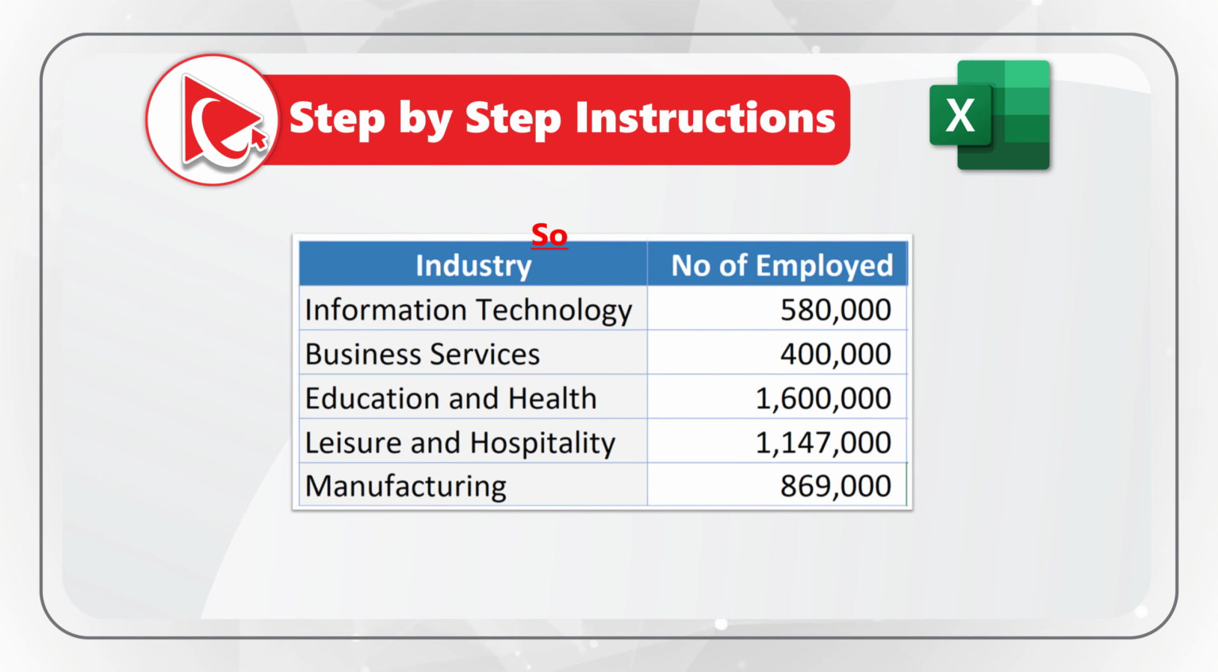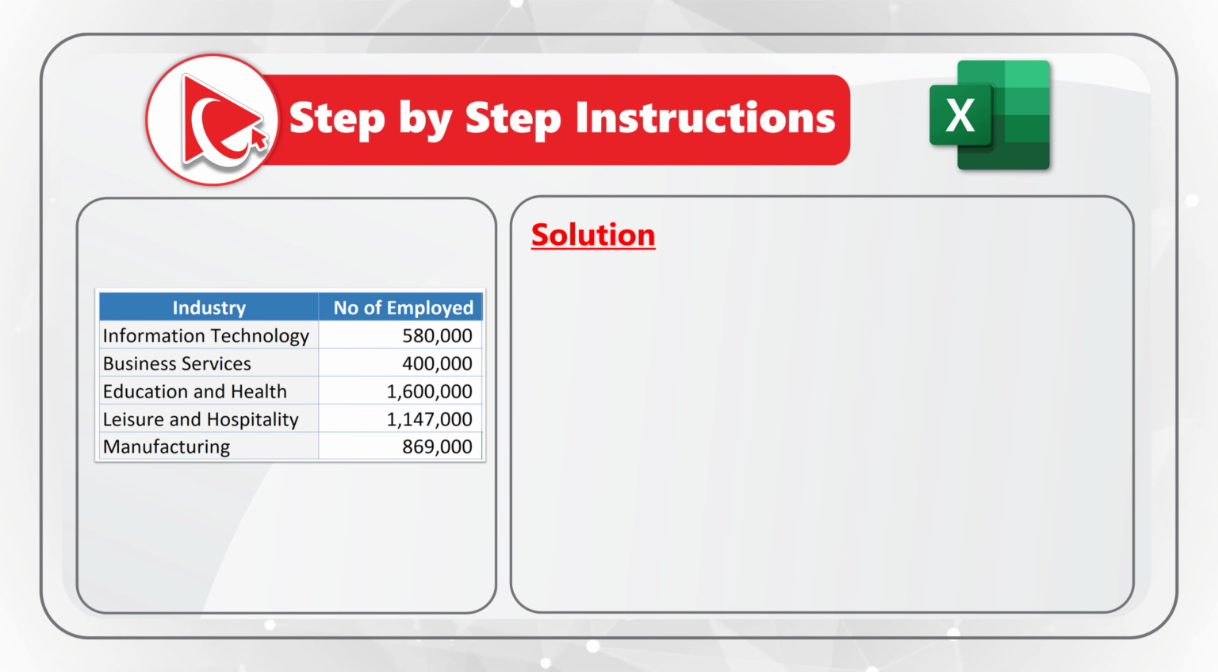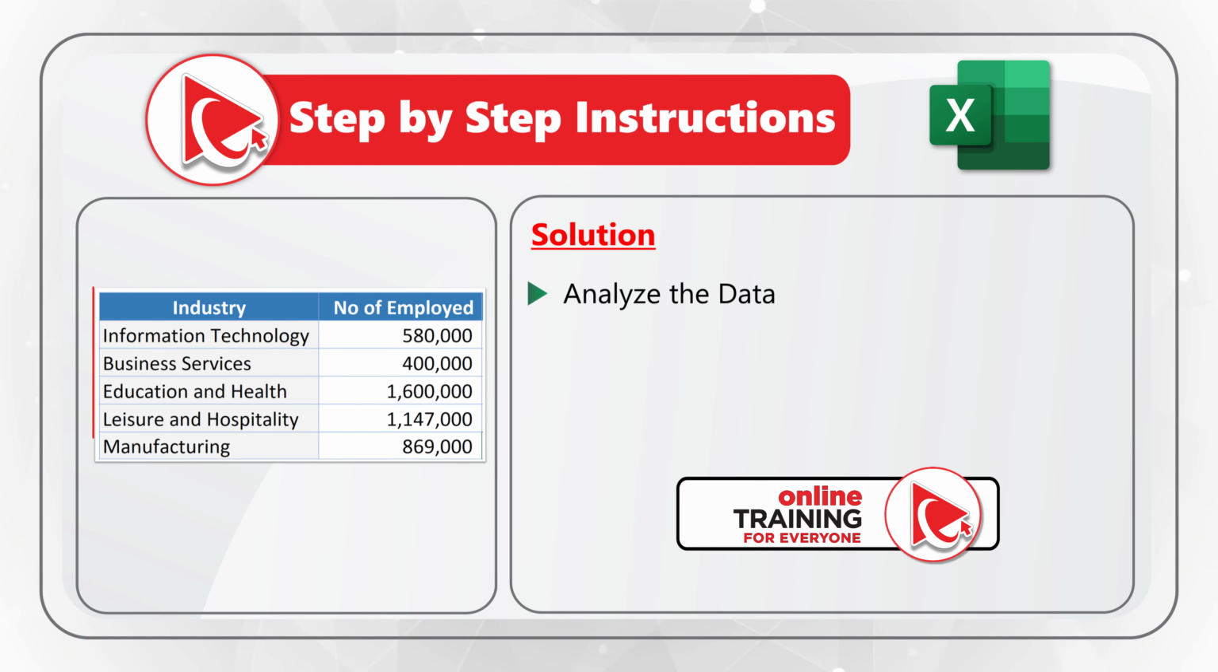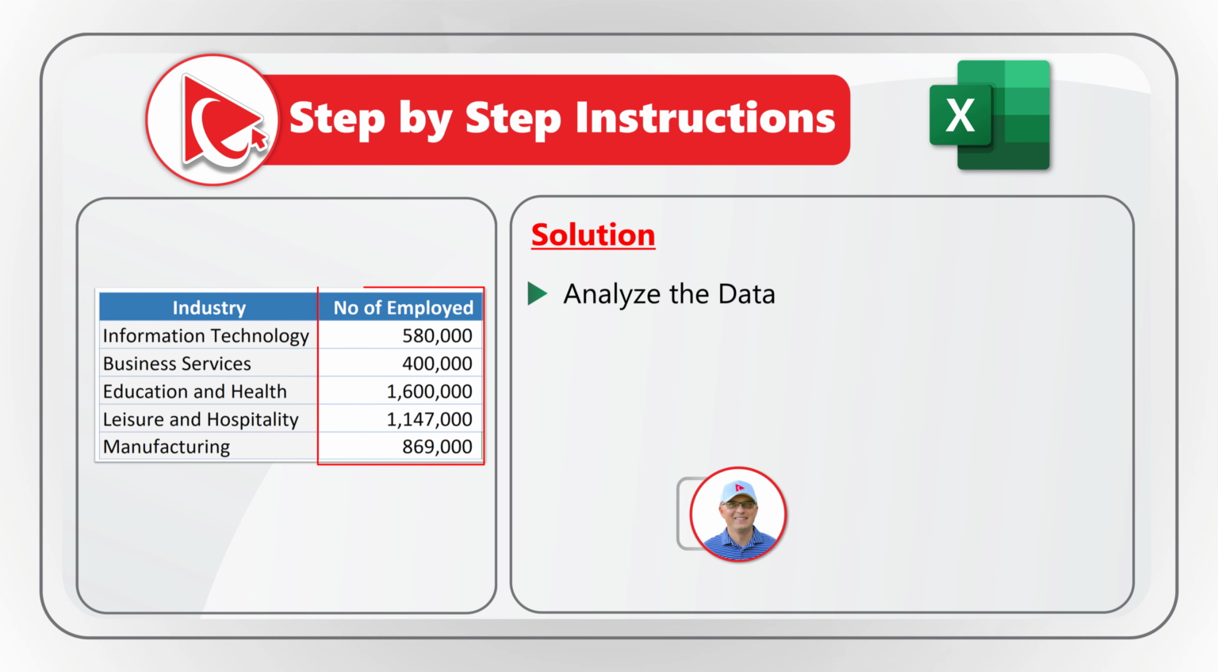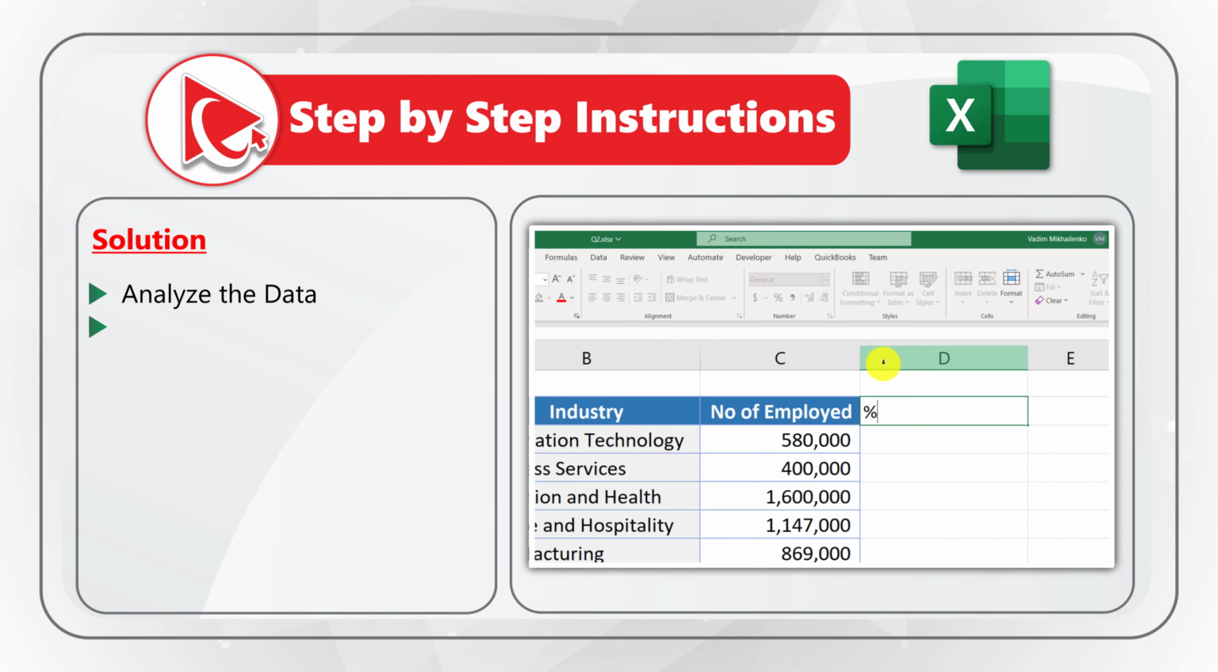Now, let me share with you step-by-step instructions on how you can solve this challenge on the test. The first step is to analyze the data. What we see here is that we have data broken down by the industry. We have information technology, business services, education and health, leisure and hospitality, as well as manufacturing, and number of employed people in each industry.